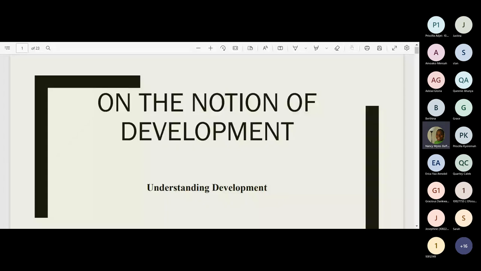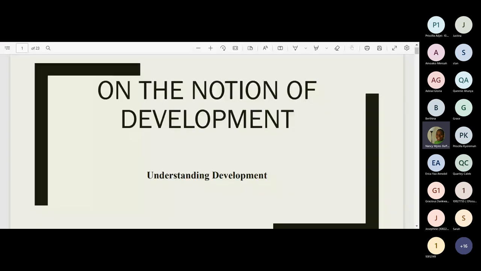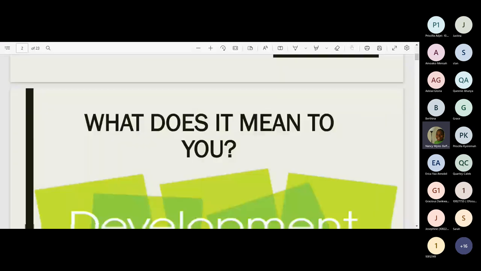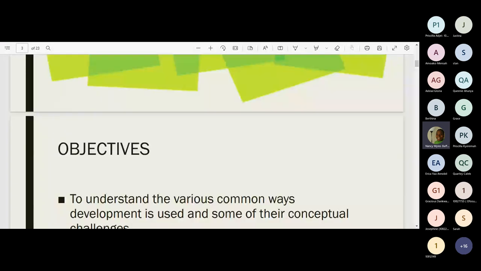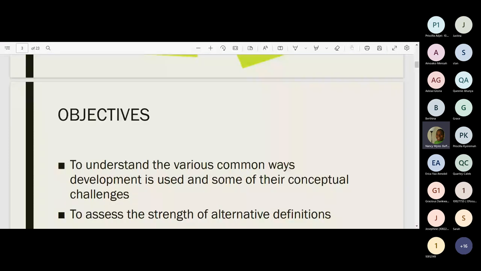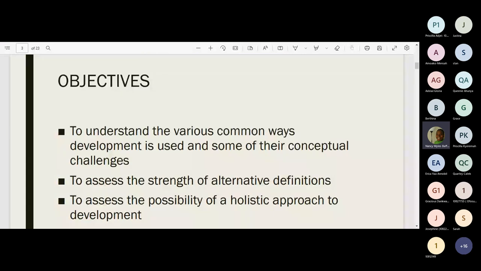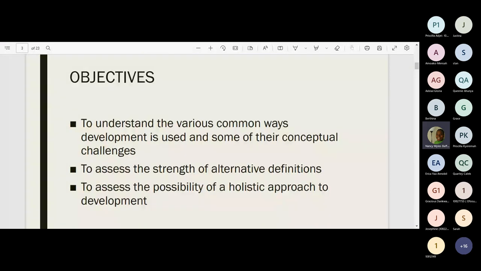Okay. This is on the notion of development. What does the concept development mean? I brought you some interesting things from Sen's perspective, the functional notion of development, which he thinks overrides the other one. So what are the objectives? Someone read this and let's go, please. Someone read this, please. No one can read that too.